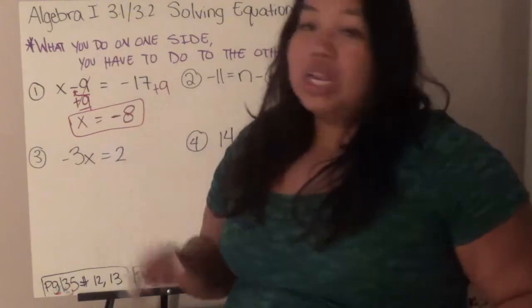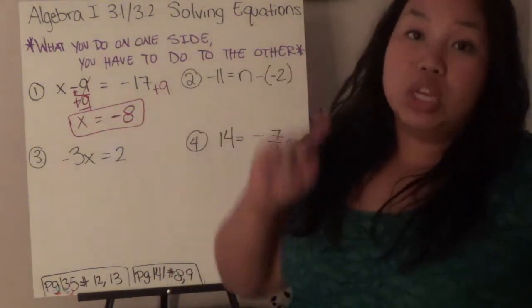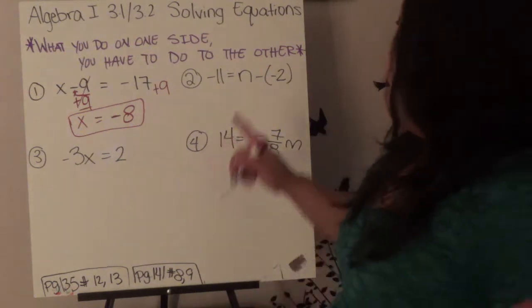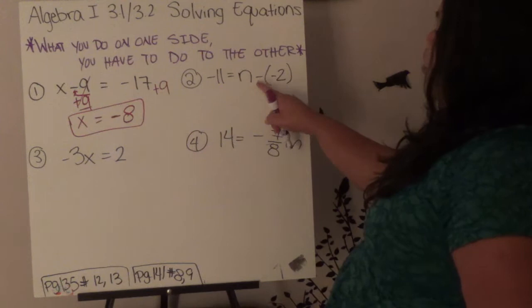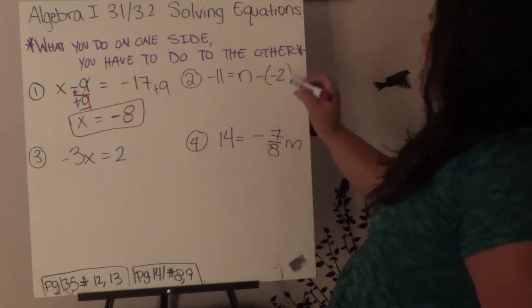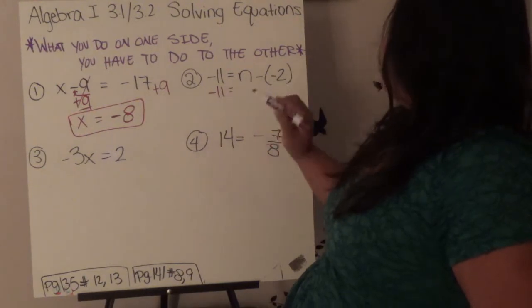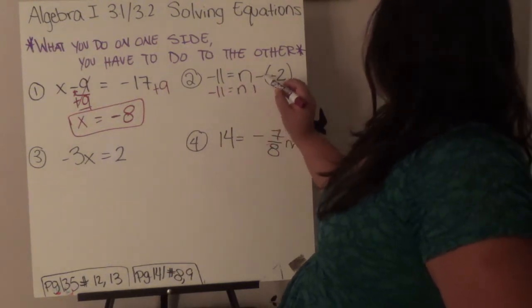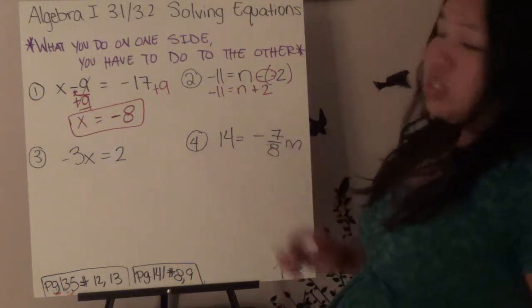So again, I'm just trying to get rid of all of the friends that x has on the same side of the equal sign and bring it to the other by doing the opposite. Let's look at number 2. Well, number 2, I have a little complication because I have a minus a negative. If I rewrite it to negative 11, I'm keeping everything the same, but I'm changing this minus a negative into plus 2. Now I can solve it.